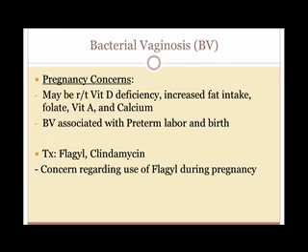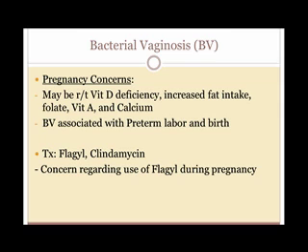As it pertains to pregnancy, bacterial vaginosis may be related to vitamin D deficiency in pregnancy, increased fat intake during pregnancy, folate, vitamin A, and calcium. So this is a time when there may be a setup for bacterial vaginosis due to these factors. Bacterial vaginosis, if present during pregnancy, is also associated with preterm labor and birth, so we certainly want to screen for this and treat it with the antibiotics that were mentioned.